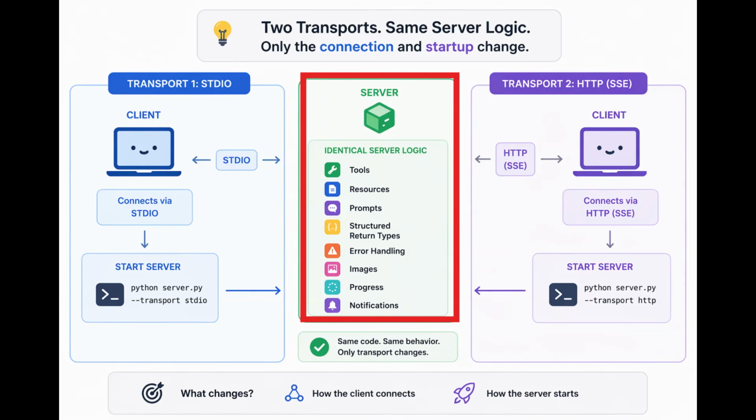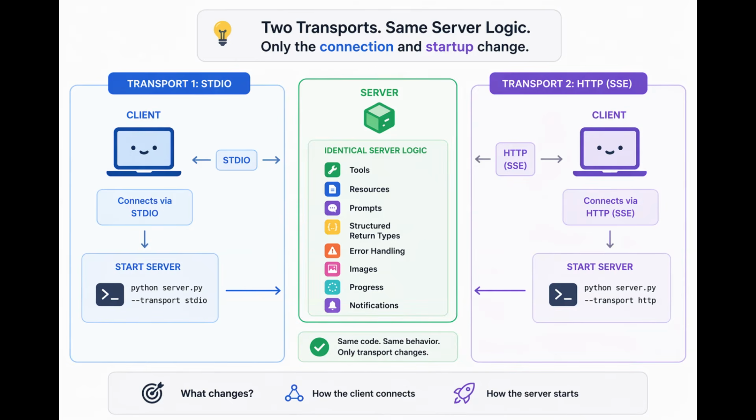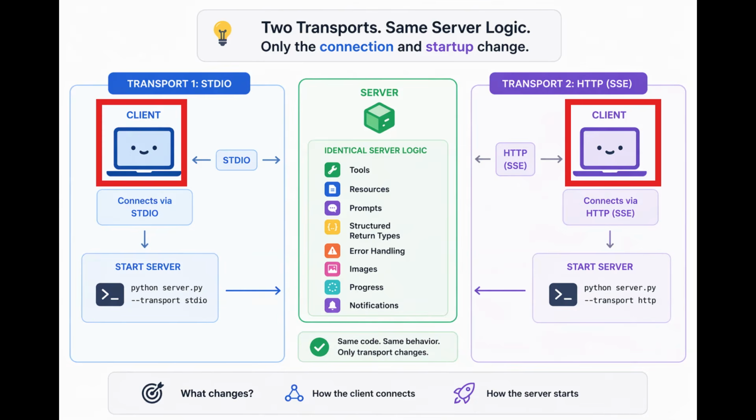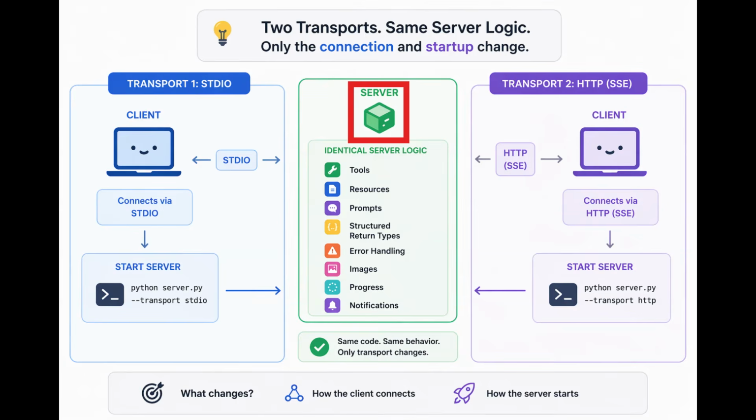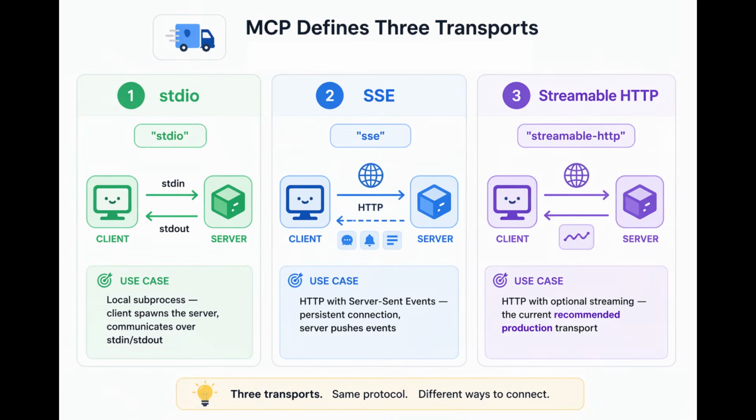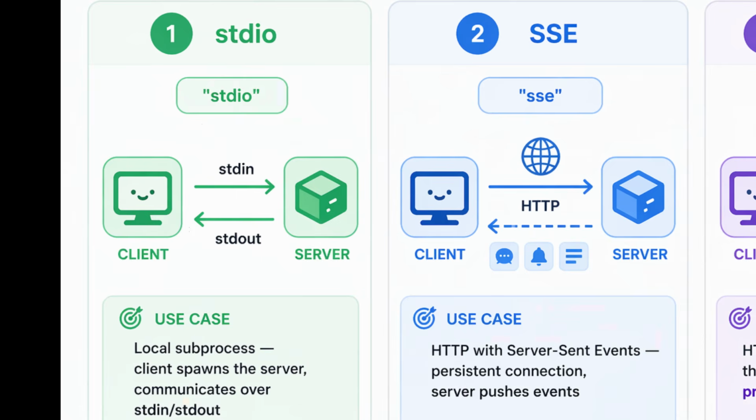The server logic is identical. The only thing that changes is how the client connects and how the server starts. MCP defines three transports, namely stdio, which is a local subprocess. Client spawns the server, communicates over stdin, stdout.